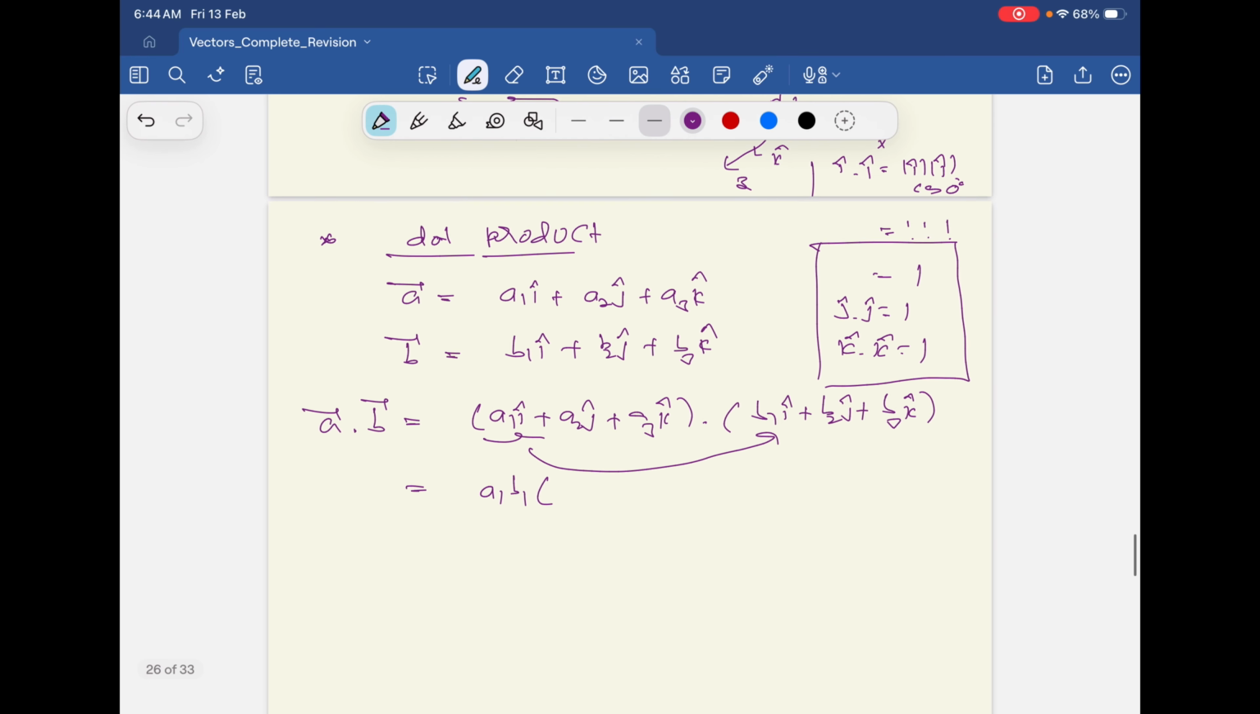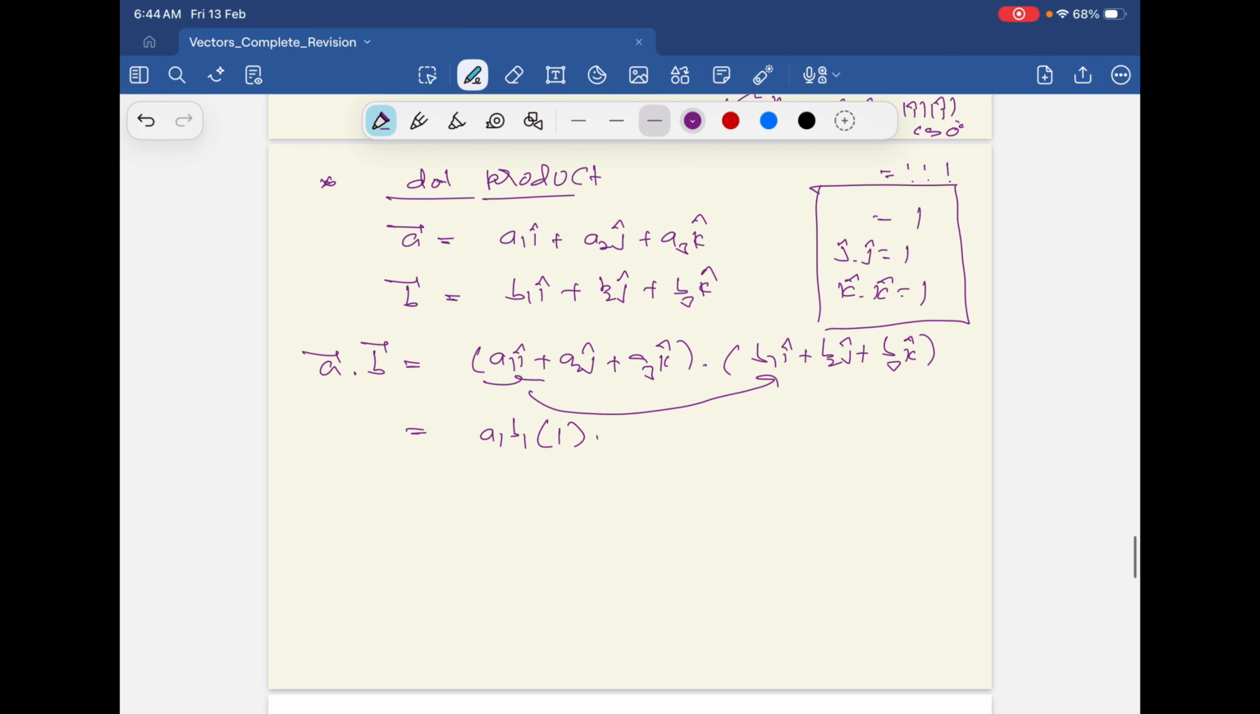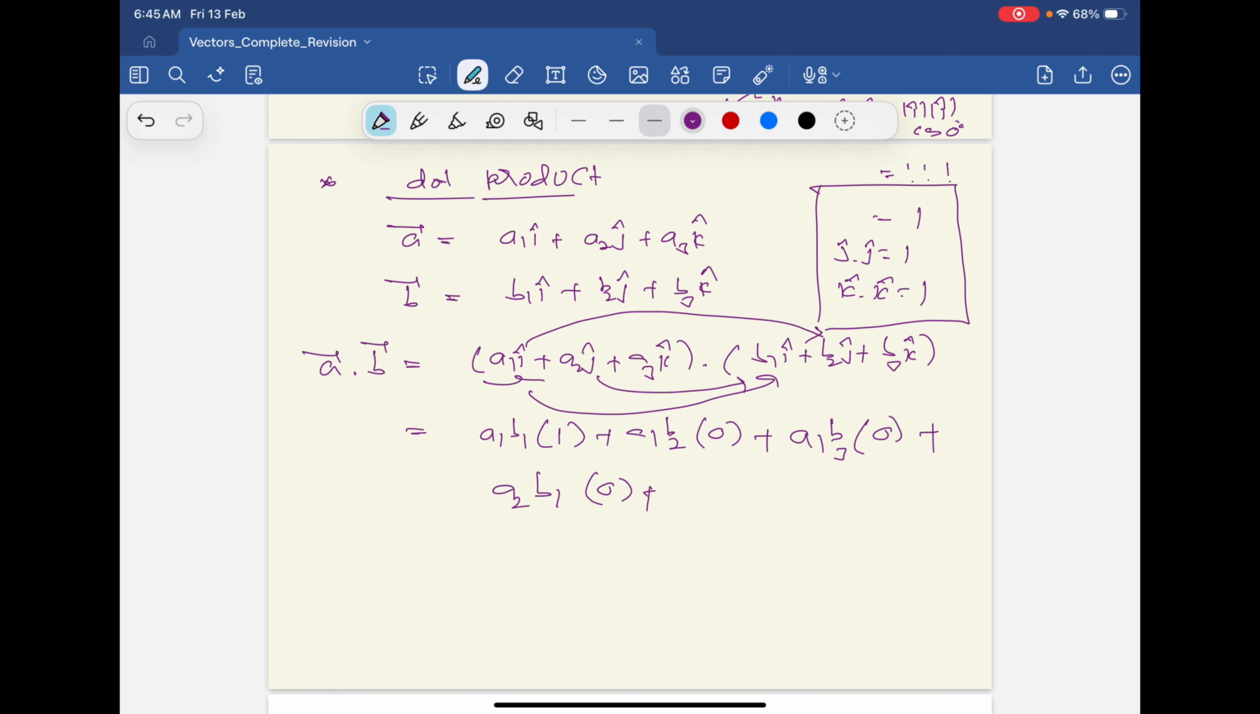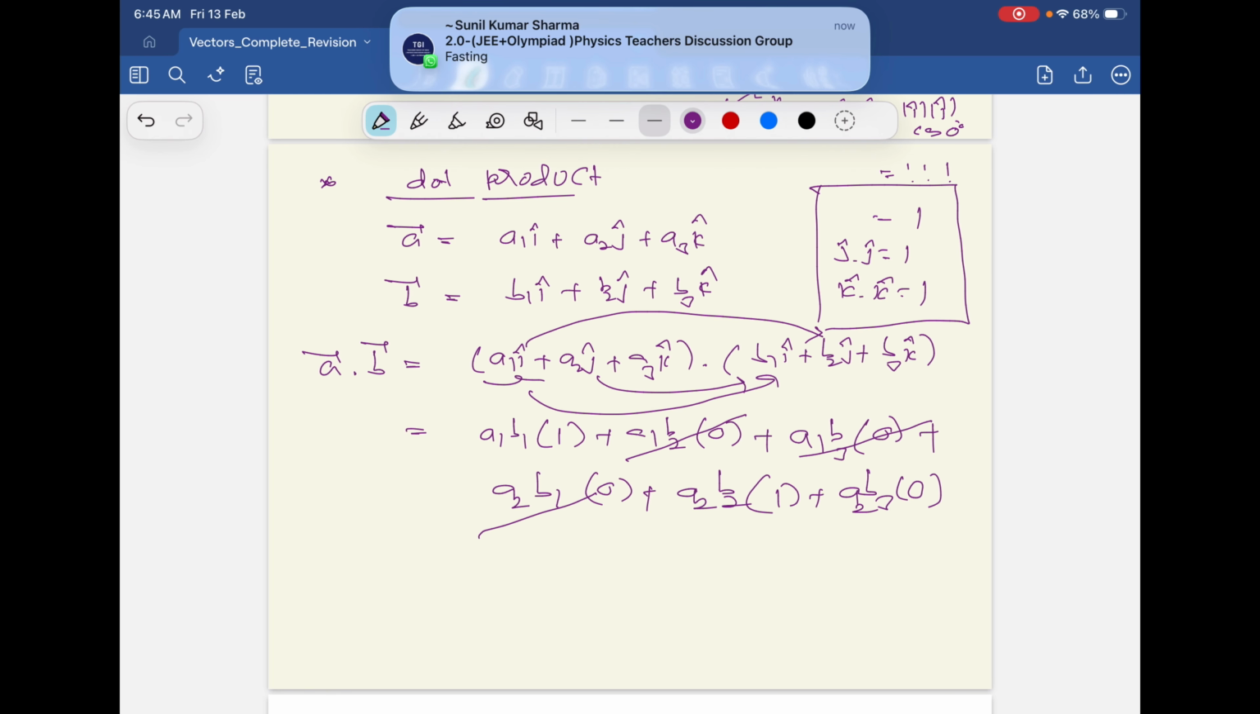Fine. Now, I dot I is 1. Similarly, A1 into B2: I dot J, perpendicular vectors, so the dot product becomes 0. Plus A1 B3, I dot K is 0. Plus A2 B1, students, again J dot I, perpendicular vectors, dot product 0. Next A2 B2, J dot J is 1, right? A2 B3, perpendicular vectors, this is becoming 0.